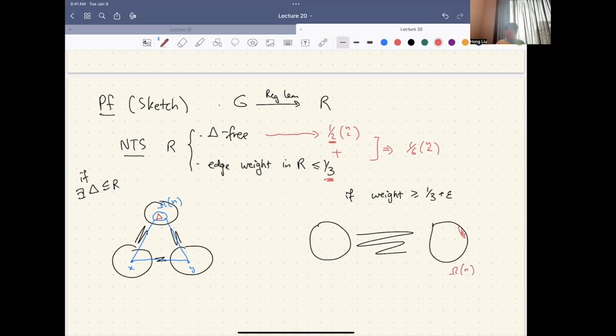Again, by independence number condition, we know that you can find a triangle inside this linear size set. Look at their common neighborhood. Now, their common neighborhood is again, oh no, sorry. This is not what I want to say.